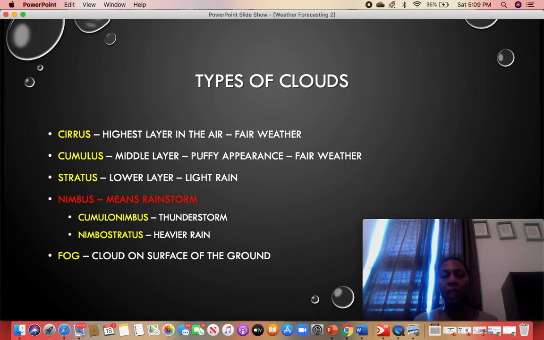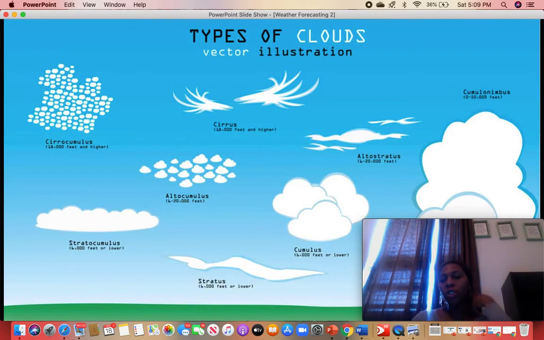So if we go back to that picture we were looking at, you see the cumulonimbus cloud, how it's larger, it's still puffy. And this illustration really doesn't reflect it the best, because those types of clouds are going to be grayish since they're carrying a lot of precipitation. So it's not going to be white and clear like a cumulus cloud would be.